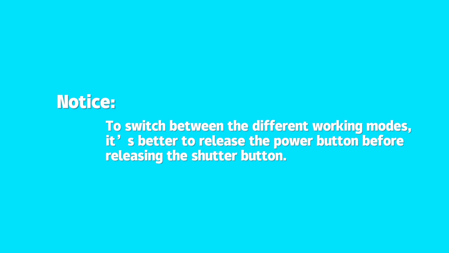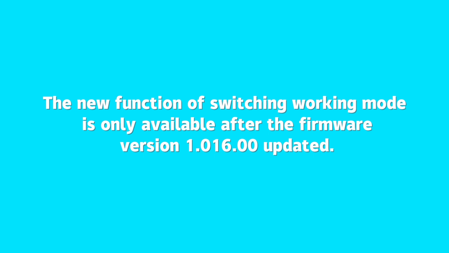Notice, to switch between the different working modes, it's better to release the power button before releasing the shutter button. The new function of switching working mode is only available after the firmware version 1.016.00 updated. Thanks for watching.